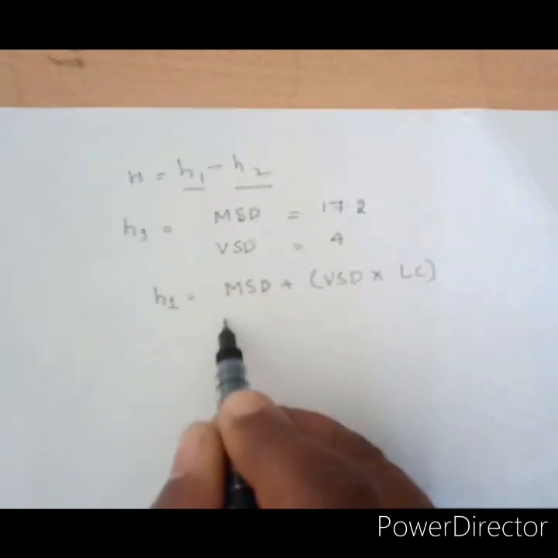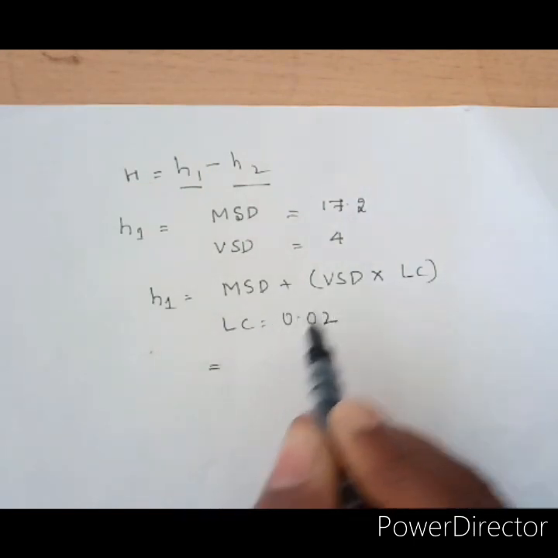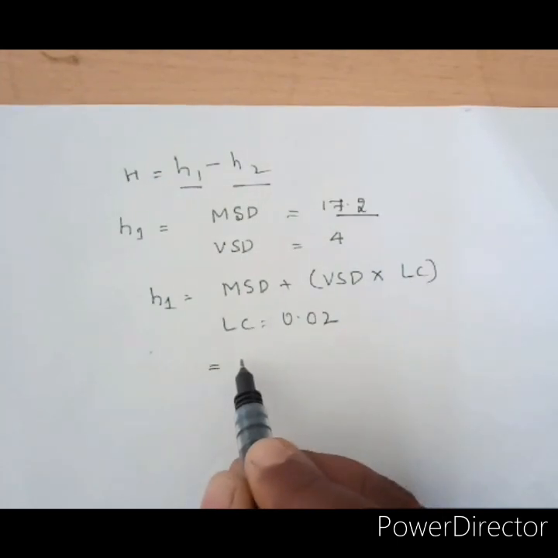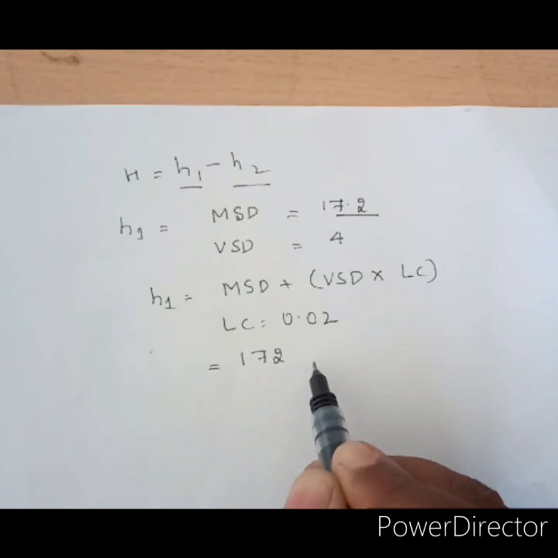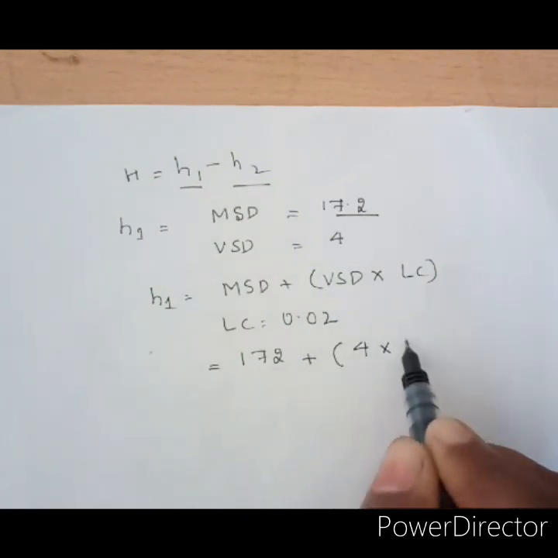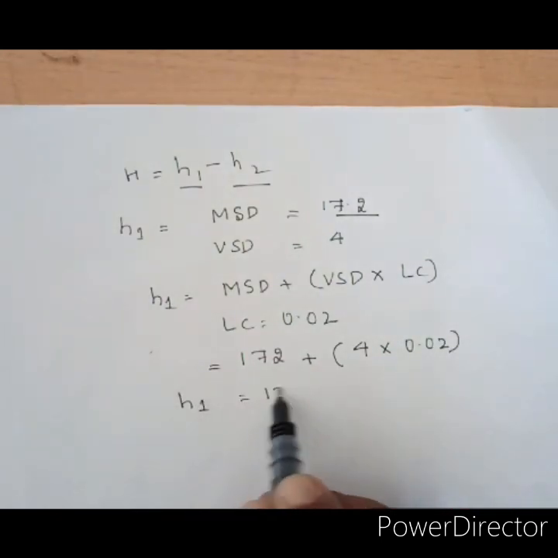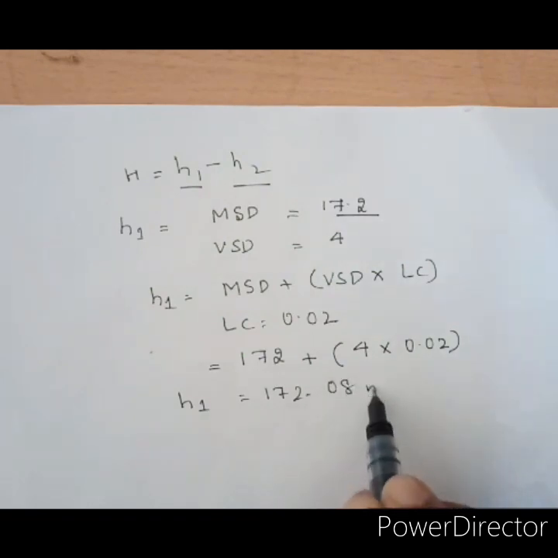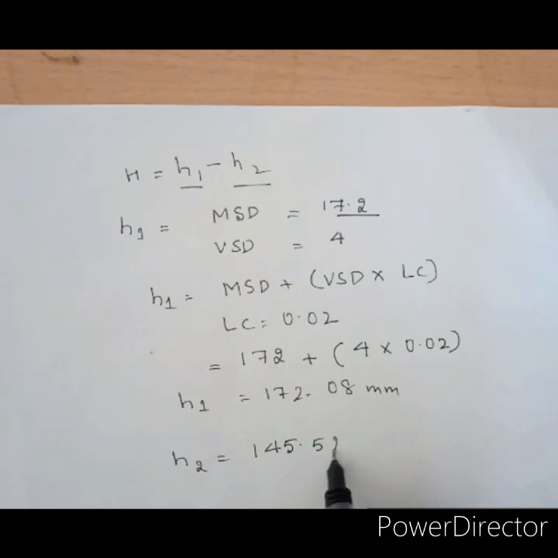The least count of the point gauge is 0.02. The main scale reading is in centimeters, so convert it into mm. That is 17.2 centimeter becomes 172 mm. The vernier scale reading is 4. Multiply that with the least count. Therefore, H1 becomes 172.08 mm. H2 is the head with respect to the flow condition. By using the above formula, H2 becomes 145.52 mm.